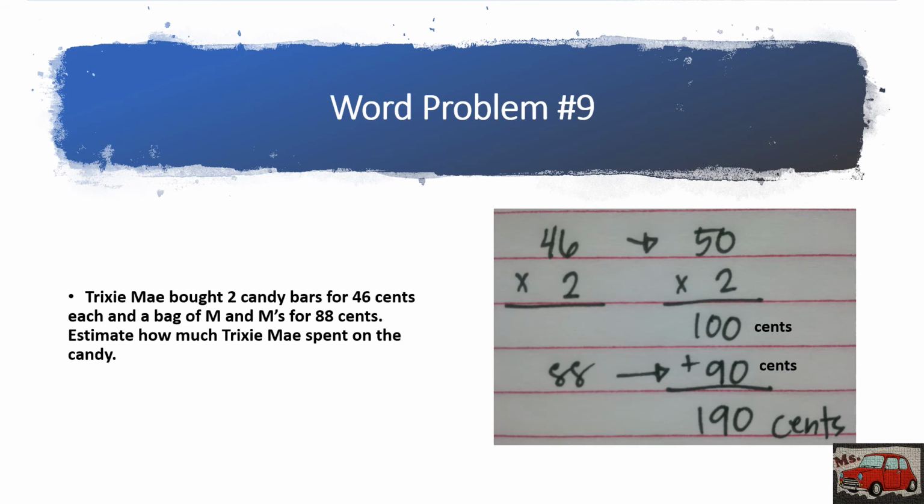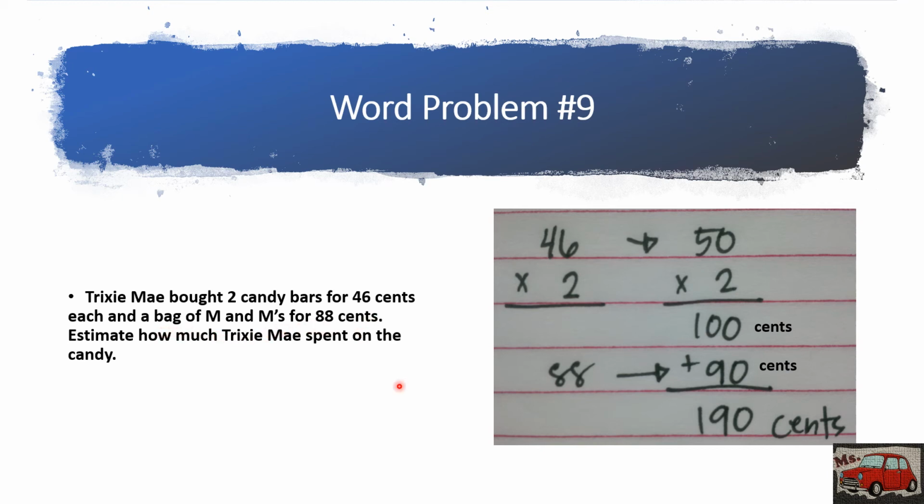Trixie May bought 2 candy bars for 46 cents each and a bag of M&Ms for 88 cents. Estimate how much Trixie May spent on the candy. Alright, so ang hinahanap lang dito yung estimate cost nung nabili ni Trixie May. Okay? First, she bought 2 candy bars na tig 46 cents isa and a bag. Okay? Isang bag ng M&Ms na nagkakahalaga ng 88 cents.